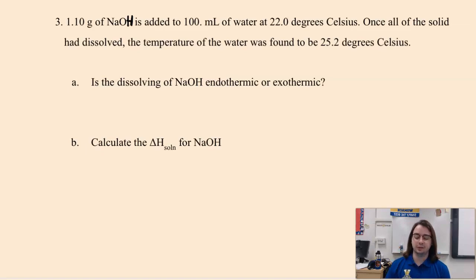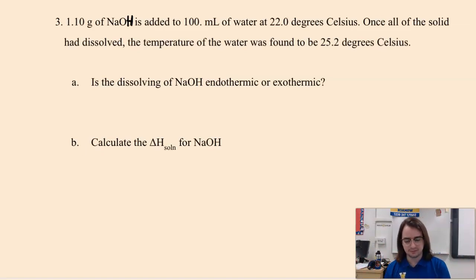It's really easy. So 1.1 gram of NaOH is added to 100 milliliters of water at 22 degrees Celsius. Once all of the solid had dissolved, the temperature of the water was found to be 25.2 degrees Celsius. So the first thing, is the dissolving of NaOH endothermic or exothermic? Let's think about this. That means that in the process, the NaOH would be releasing energy while it's dissolving.